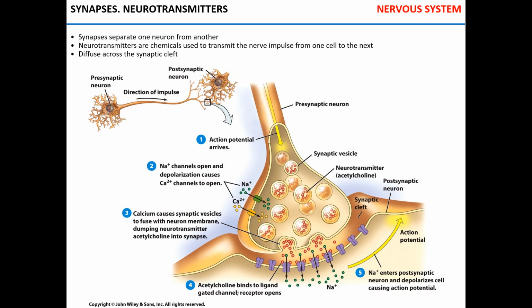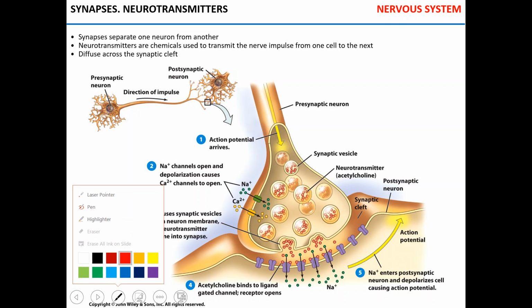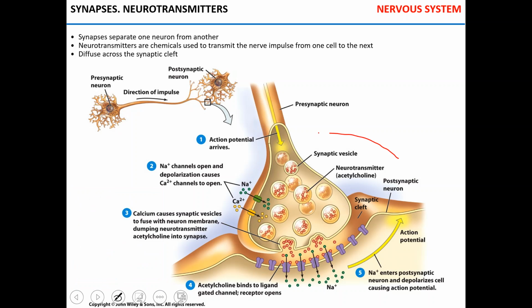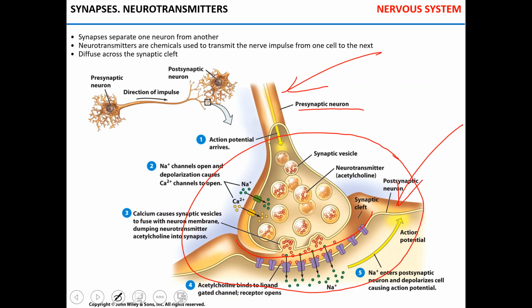So let's briefly talk about the concept of the synapse. A synapse is the place where two neurons meet, basically. Here you can see a typical synapse. This synaptic cleft is the space that separates one neuron from another. This is the end of the axon of the so-called presynaptic neuron. This is the soma or dendrite of the postsynaptic neuron.